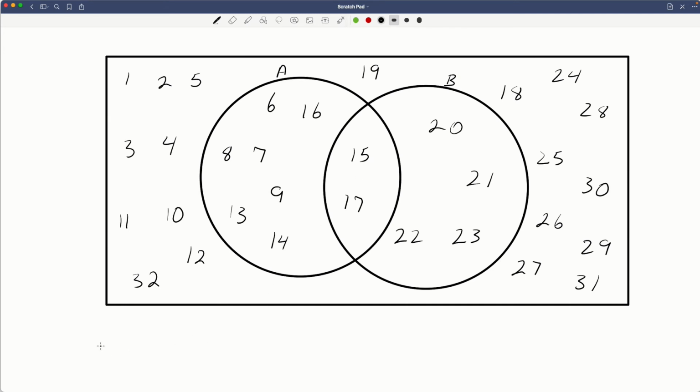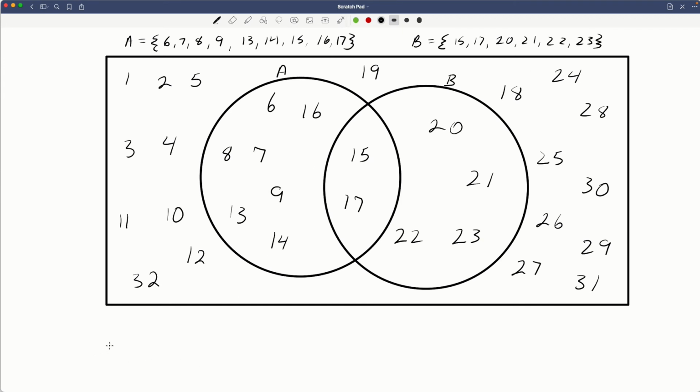We could actually write a couple of different things here. We could say A is equal to, and then we'd write the numbers that are in set A, and that would be 6, 7, 8, 9, 13, 14, 15, 16, and 17. And the members of set B would equal 15, 17, 20, 21, 22, and 23. Those are the members of the sets.